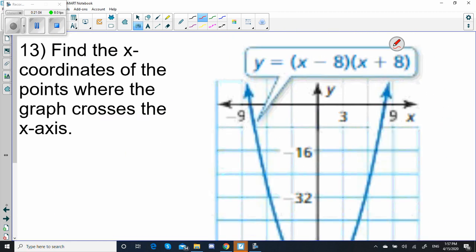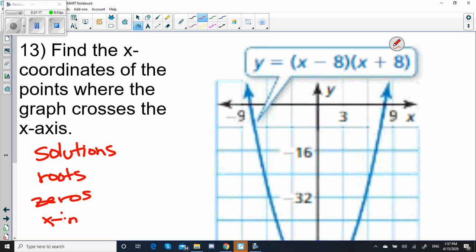Okay, there's a few of these in your book too. Now remember, what did we call the solutions, the answers? We call them solutions. We call them roots. We call them zeros. And we also call them x-intercepts.